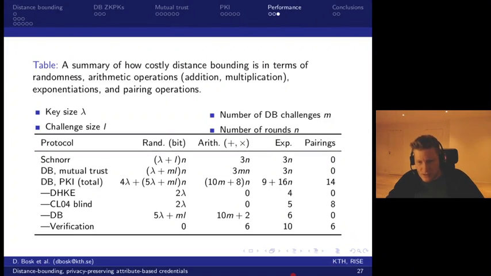But we could use another scheme for that too, as long as it's based on discrete logarithms. We just picked CL04 because there are quite a lot of tools surrounding that one that can be used for distance bounding attribute-based credentials in that case.